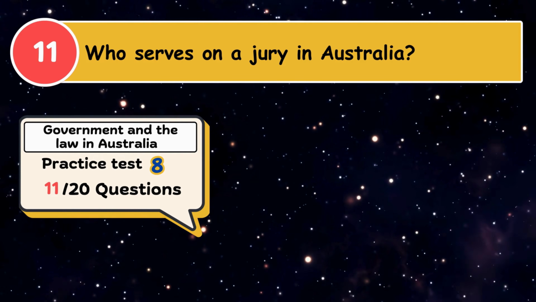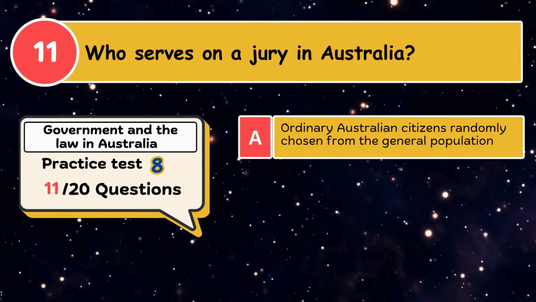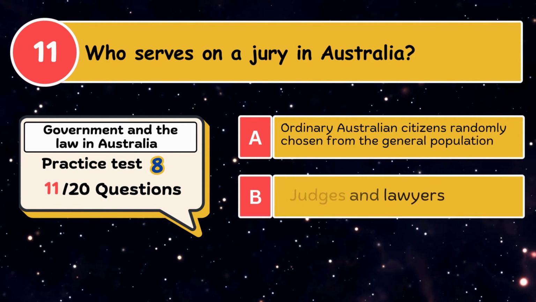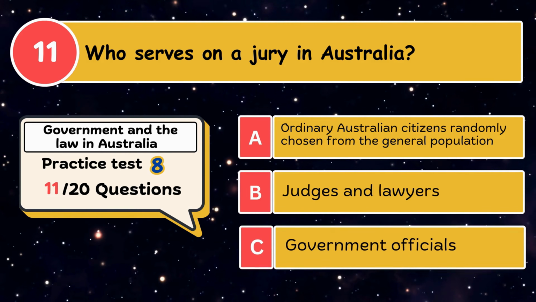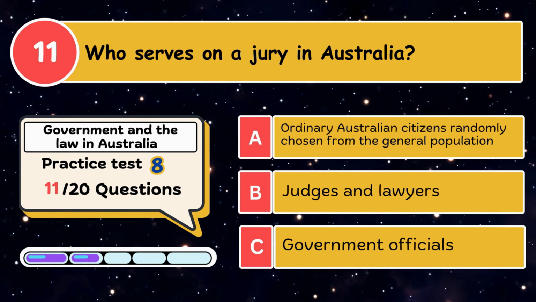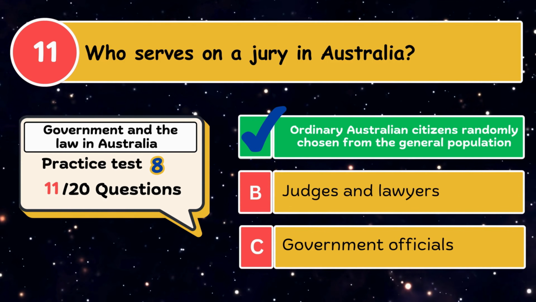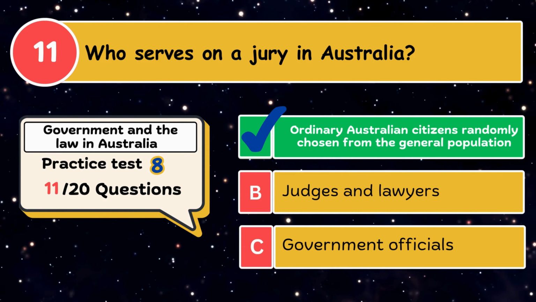Who serves on a jury in Australia? A. Ordinary Australian citizens randomly chosen from the general population. B. Judges and lawyers. C. Government officials. The correct answer is ordinary Australian citizens randomly chosen from the general population.